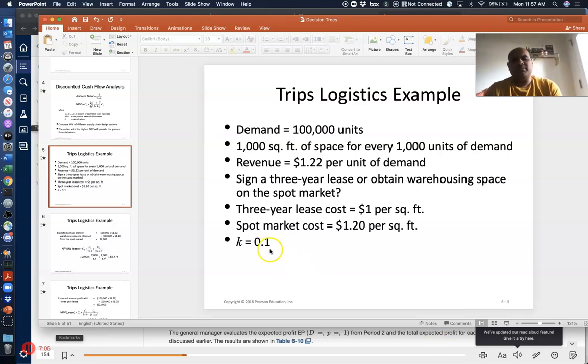We're also going to take 10%. Now 10% is probably going to be standard, but don't always consider it. But mostly we'll be using 10%. So let's evaluate these two options. Let's first evaluate the spot market option, and then we will evaluate the 3-year lease option.